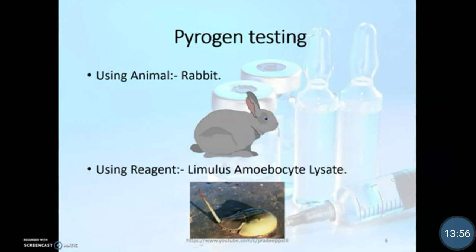So the pyrogen testing is done by two methods, that is by using animal in which the rabbits are used and by using the reagent like Limulus amebocyte lysate. Okay, pyrogen testing is done by two methods. First is the method by using animal, in that rabbits are used, or the pyrogen testing is done on rabbits. Another test is by using reagent. In that case, Limulus lysate reagent is used. So we will see these methods one by one.